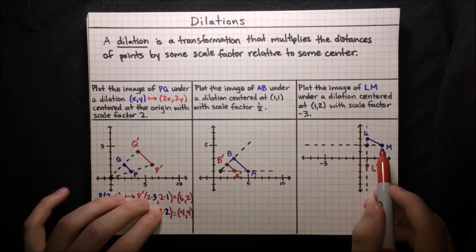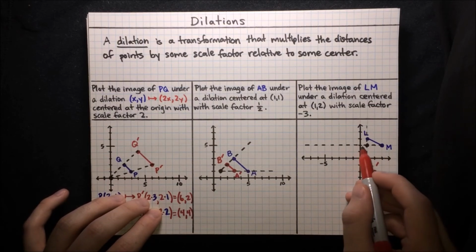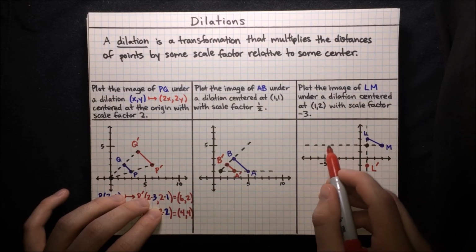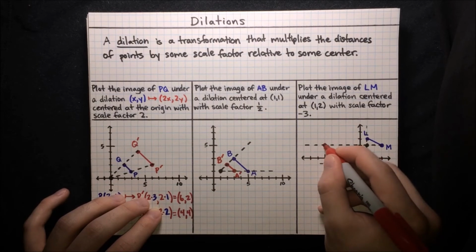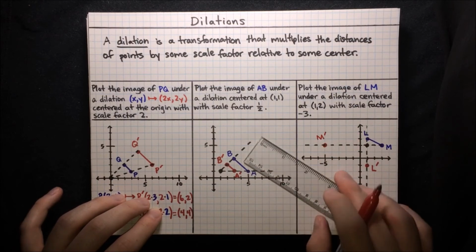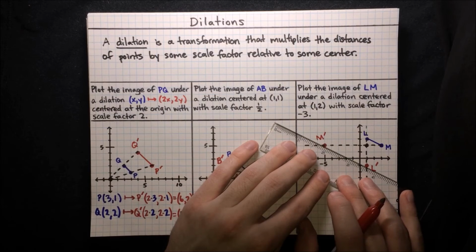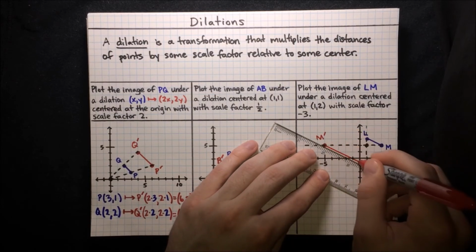It's the same idea for M. M is currently 2 units away going to the right, so when we apply that scale factor of -3, we should be 6 units away going to the left. So 1, 2, 3, 4, 5, 6. And there's our point M prime. Then we just go ahead and connect up this segment to apply the same kind of transformation to all the other points, and then we're done.